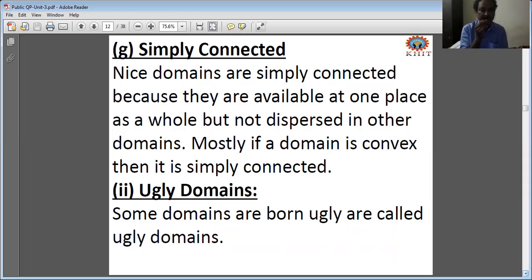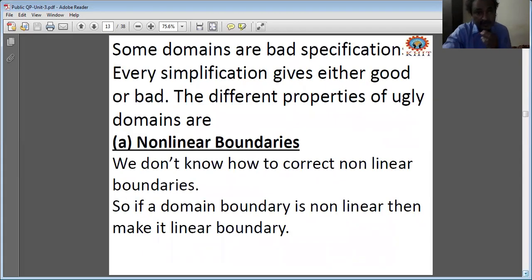Ugly domains. Some domains are born ugly, and they are called ugly domains. Some domains have bad specifications. Every simplification gives either good or bad results. The different properties of ugly domains are given by nonlinear boundaries. We don't know how to correct nonlinear boundaries. So if a domain boundary is nonlinear, then make it a linear boundary.